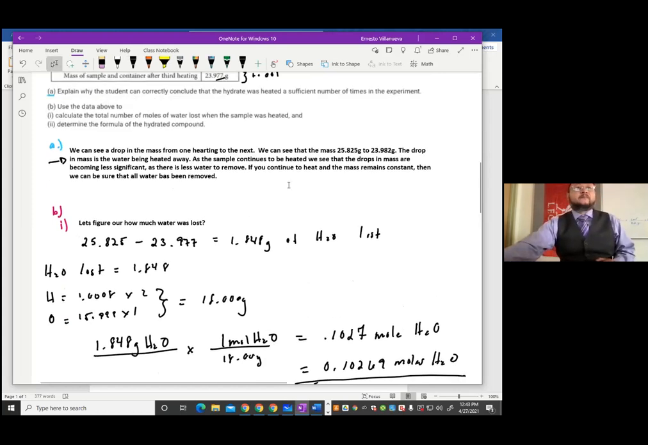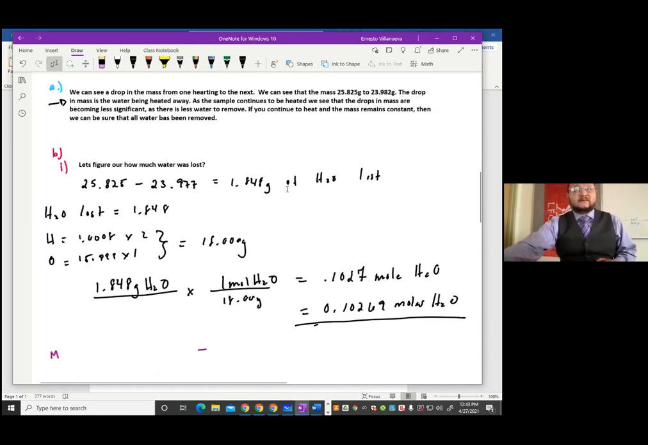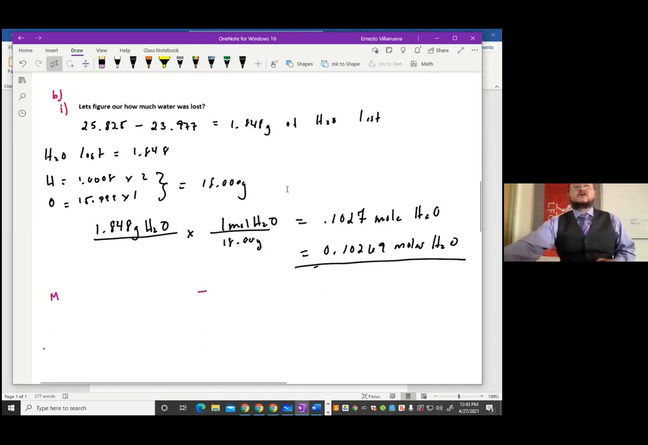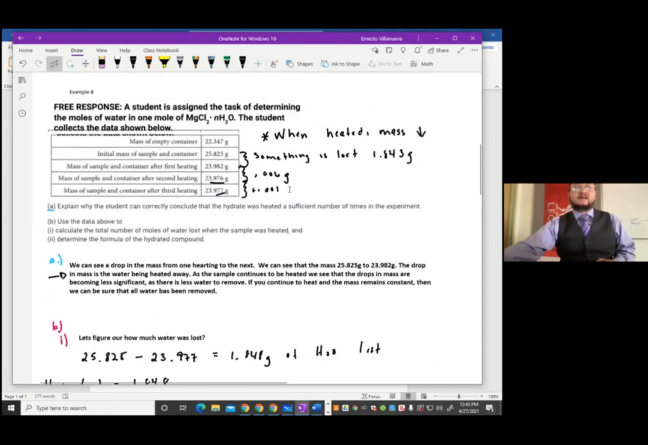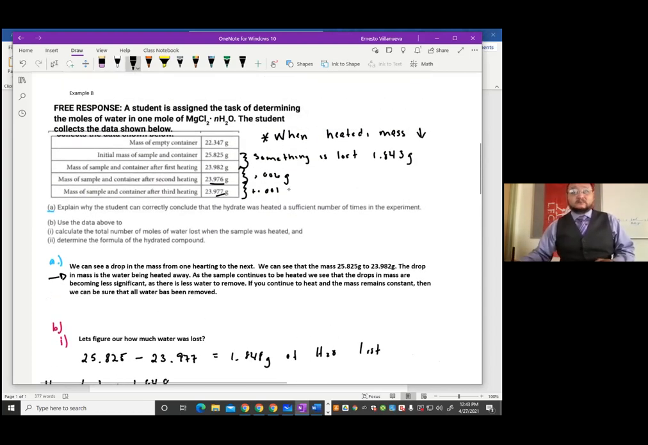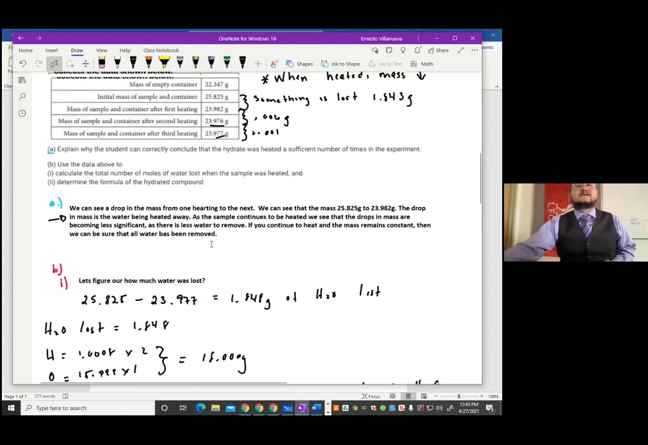Okay. Determine the formula of the hydrated compound. Okay, the hydrated compound. So here we have the formula MgCl2 times N numbers of water. We need to figure out how many waters that is, right? So we can write the formula. So let's take a look here.